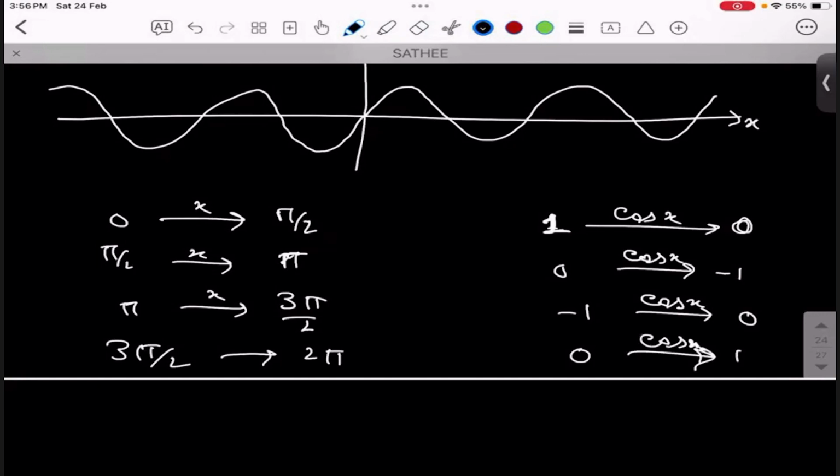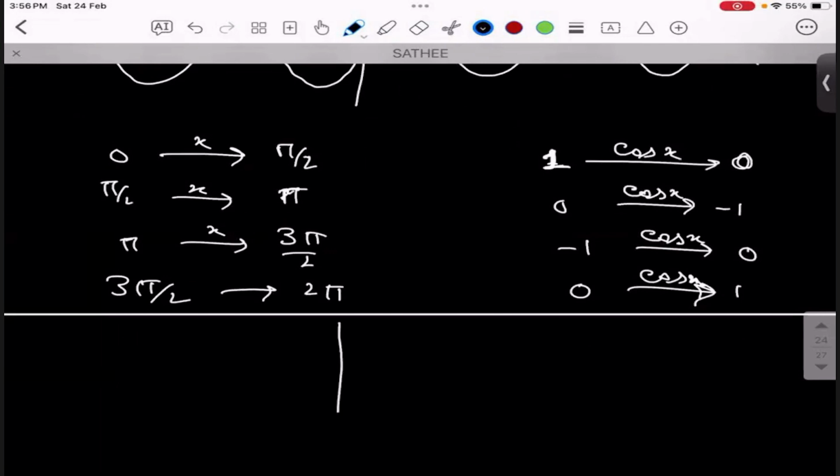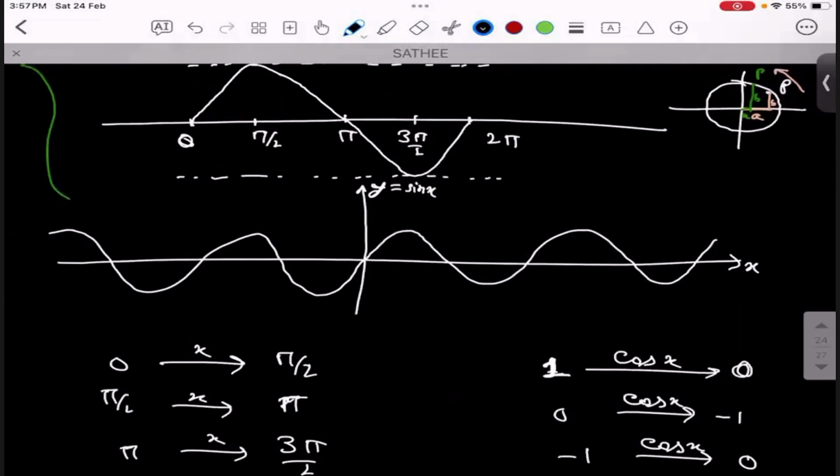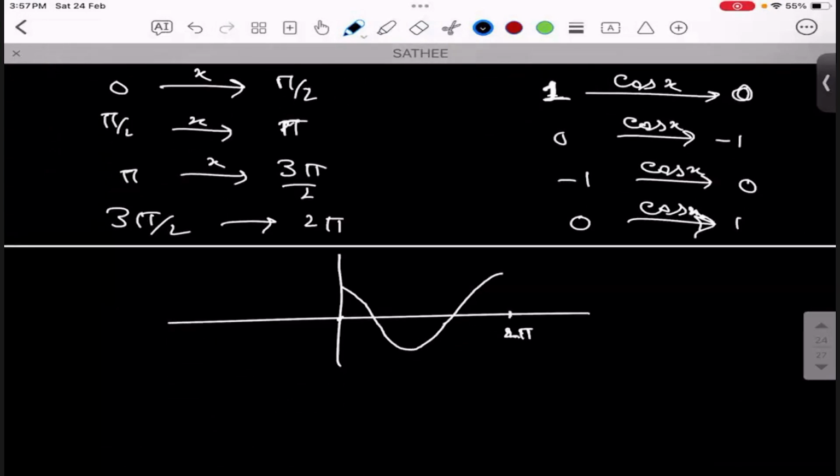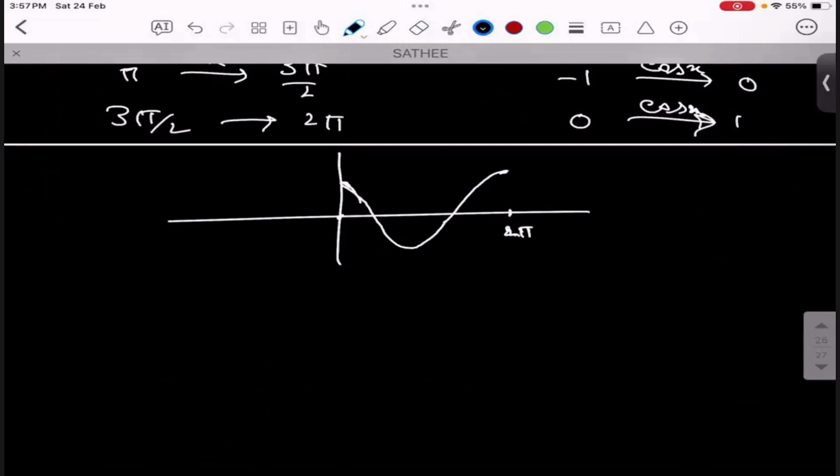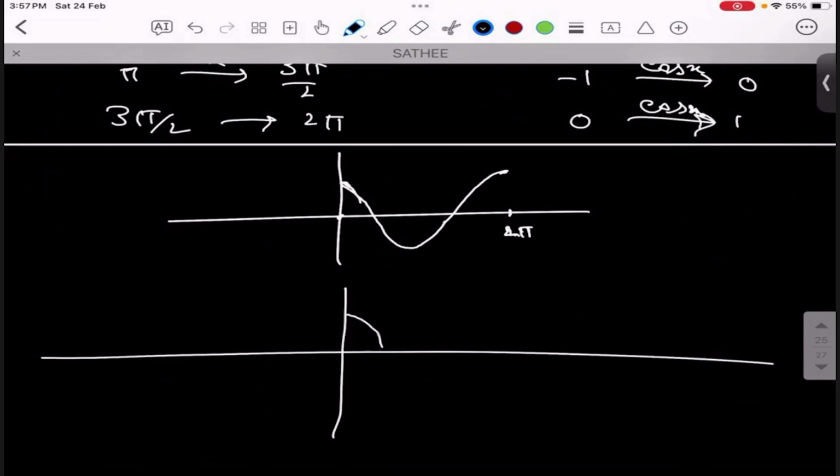So if I plot, what I will get, this is the 0 and this is the 2 pi. So we will get like this. Yeah, you can get this thing. So starting from 1 and ending at 1, and if I repeat this thing, what I will get, we will get like this.